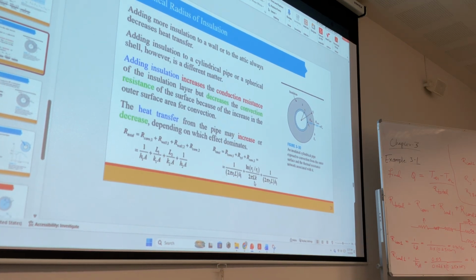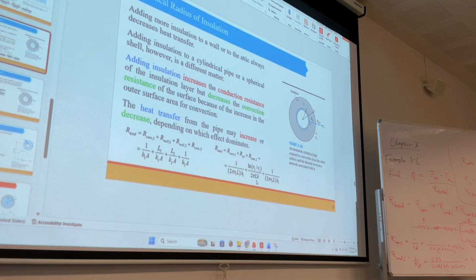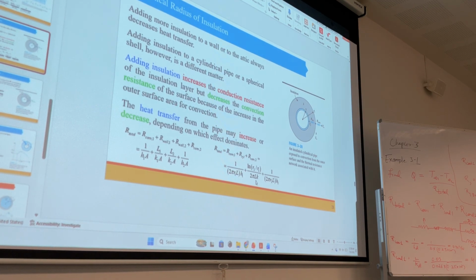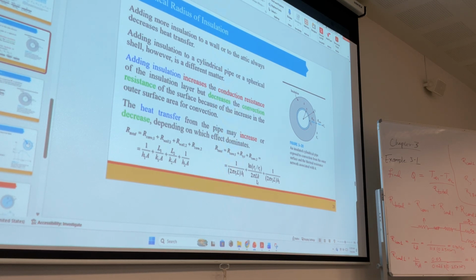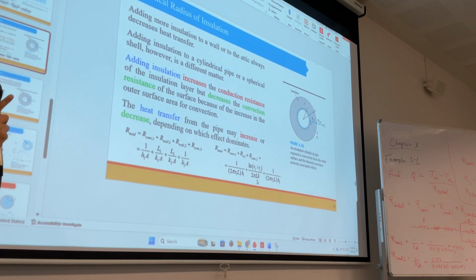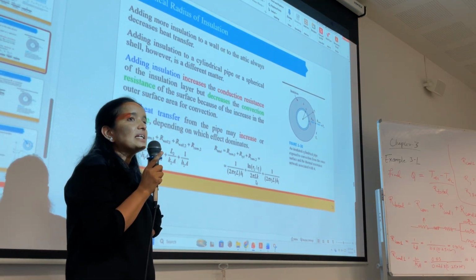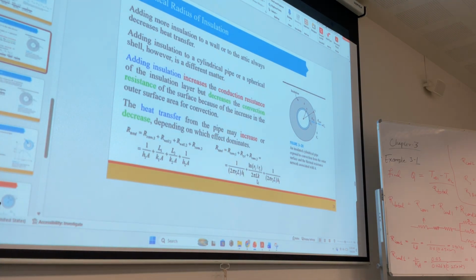Adding more insulation to a wall or to the attic always decreases heat transfer. You want to keep something warm, so you are adding insulation. Adding insulation to a cylinder, pipe, or a spherical shell, however, is different. How? Adding insulation increases the conduction resistance of the insulation layer but decreases the convection resistance. Resistance means it's going to decrease the heat transfer, right?